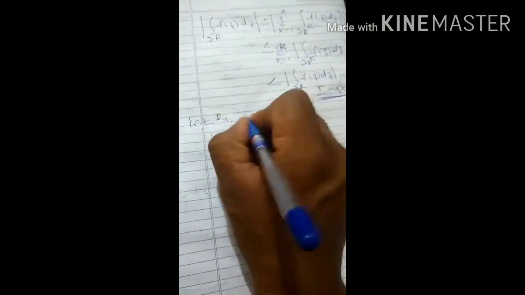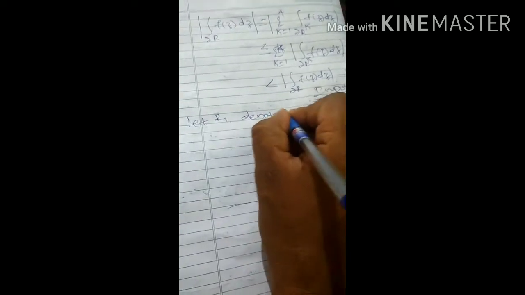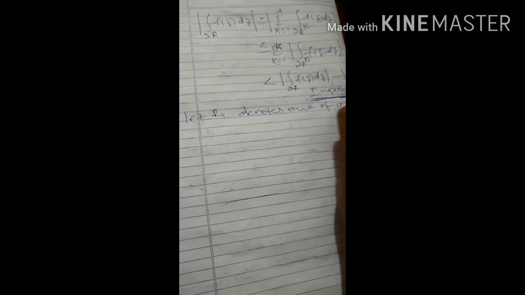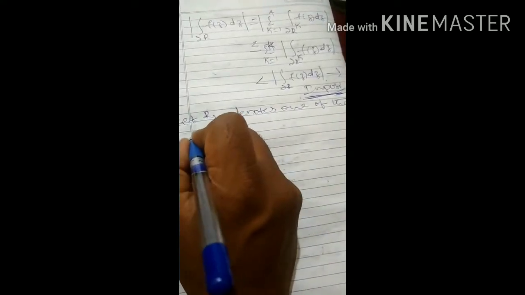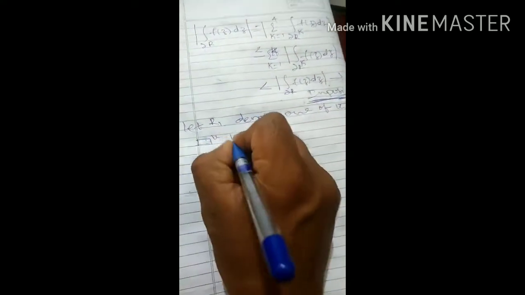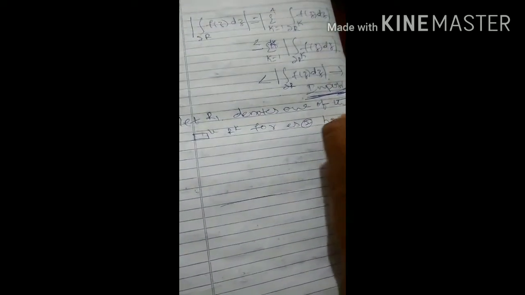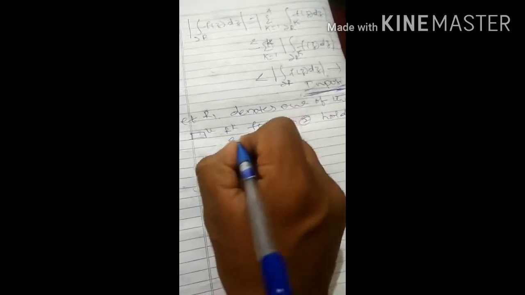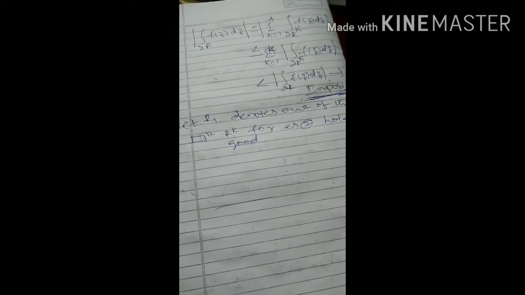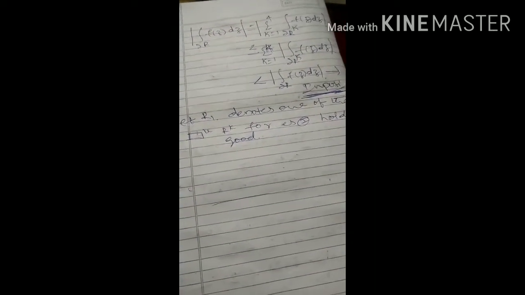So let R1 denote one of the rectangles R^k for which the equation holds good. Okay, so already in the previous step, that is equation number 2, for any R1 or R2 it should be satisfied. I mean, holds good means already you know.